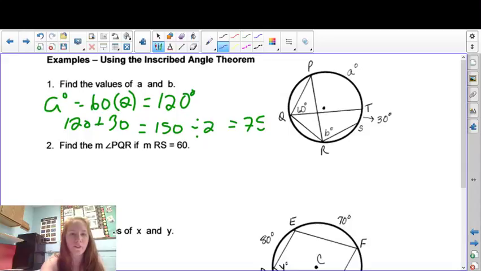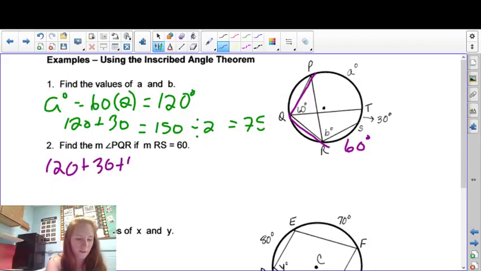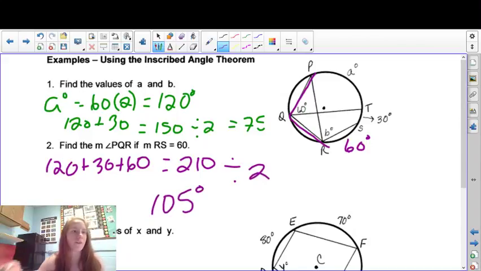Problem 2 asks me to determine the angle of PQR if arc RS is 60 degrees. Okay, so I'm going to take all of my outside pieces, so 120 plus 30 plus 60. So 120 plus 30 is 150, and 150 plus 60 is 210. And then I want half of it because it's an inscribed angle, so I'm going to divide that by 2. So that angle is 105 degrees.